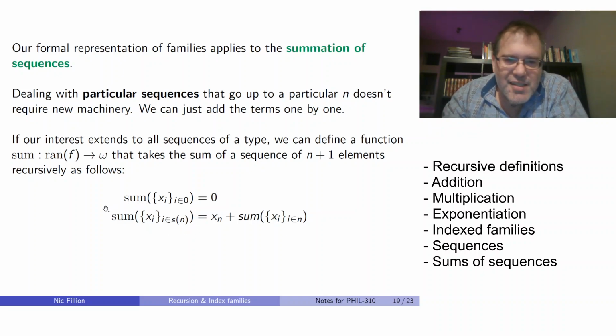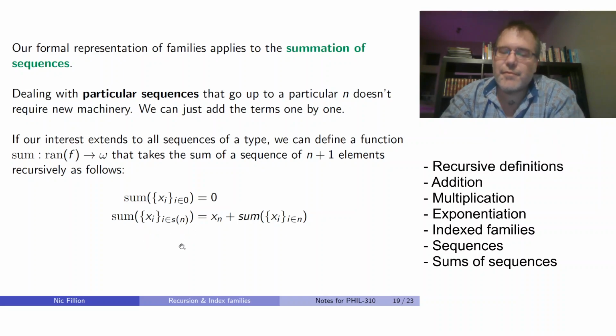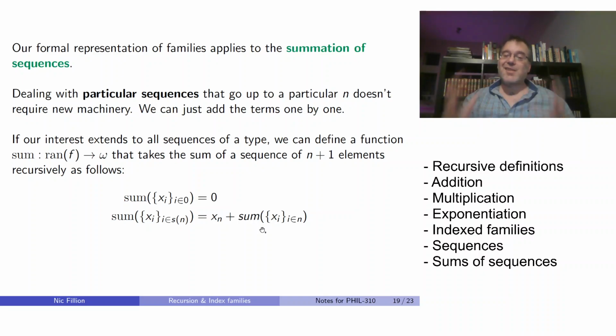And then we're going to take the sum of a sequence, but this sequence has, for each i in the successor of n, so that means 0, 1, 2, 3, up to n. So there's going to be n plus 1 elements. So the sum of a sequence of n plus 1 elements is the nth element plus the sum of the sequence that contains all the terms except the n plus 1th, which, since we start counting at 0, is xn. Right? So that's a recursive definition for how to take sums of sequences.